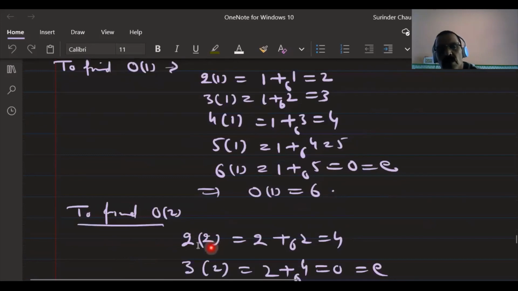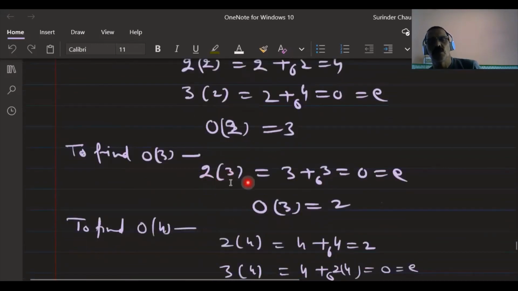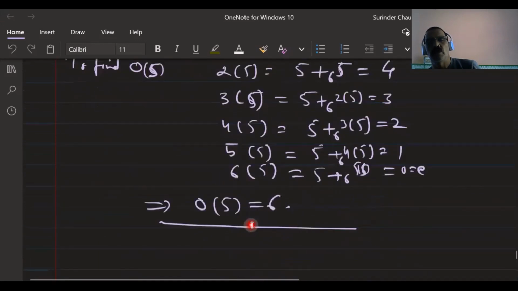Similarly, for 2: 2 into 2 is equal to 2 addition modulo 6 2, 2 plus 4 divided by 6 is equal to 4. 3 into 2 is equal to 2 addition modulo 6 4, 4 plus 2 is 6, 6 modulo 6 is 0. So this is equal to 0, order of 2 is 3. Similarly, we can find order 3 is equal to 2, order 4 is equal to 3, order 5 is equal to 6.